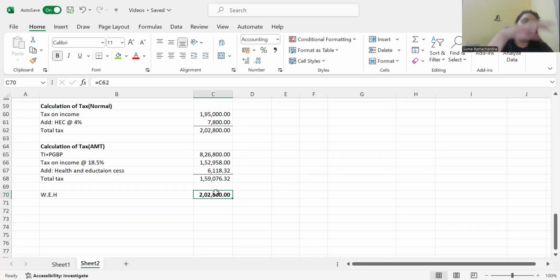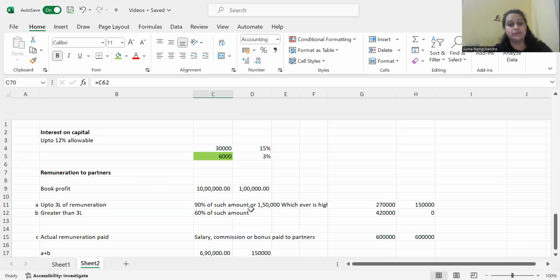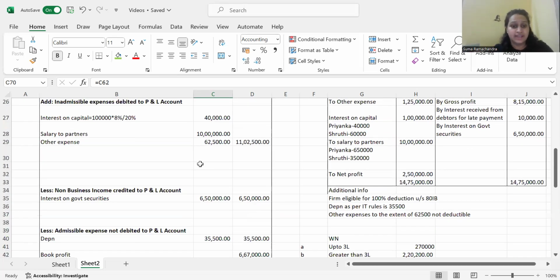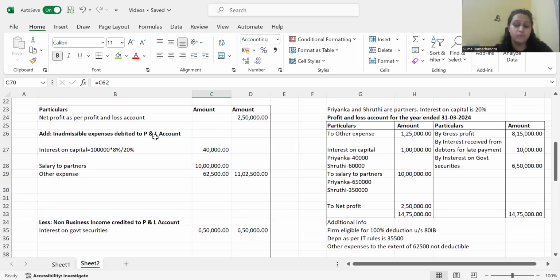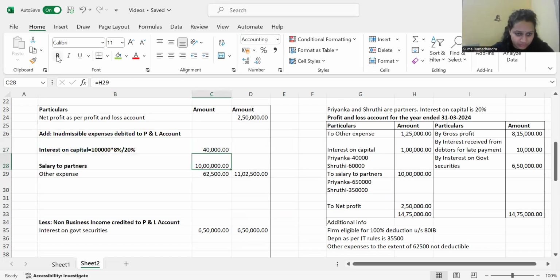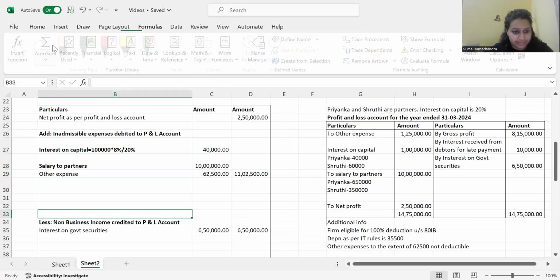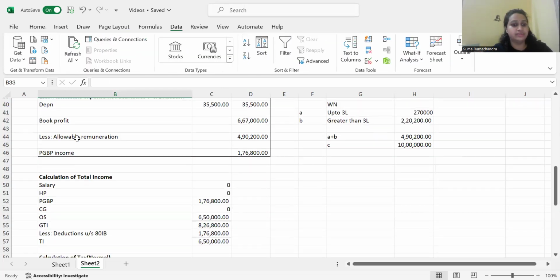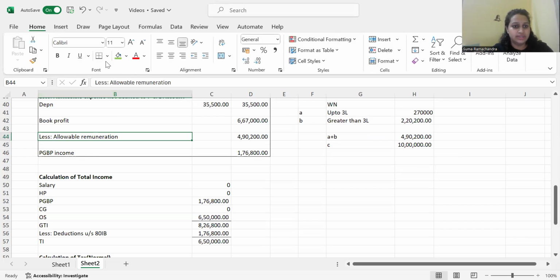I've given you all the possibilities with respect to this chapter. If they're going to give a 12 marks question, it's going to come from somewhere here only. In my first concept video, we have already discussed the kind of items that we're supposed to add and minus. I've just picked out the topic which is most relevant for partnership firms, that means your interest on capital and salary to partners, as well as how to calculate this allowable remuneration and its complete calculation.